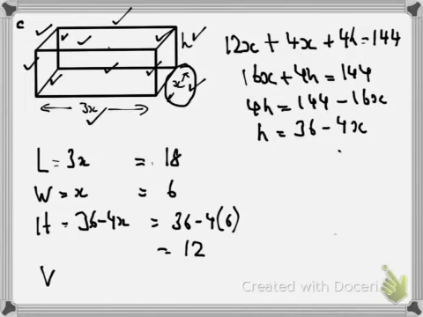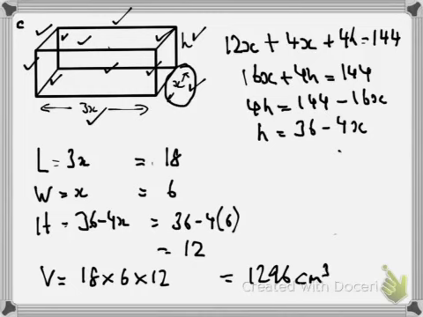Now, the question doesn't ask me to find maximum volume, but if it did, I would then multiply those three together. And what we'd get in that case is, let me see, 72 times 18, 1,296, and I think we're in centimetres, weren't we? So cubic centimetres. There we go.